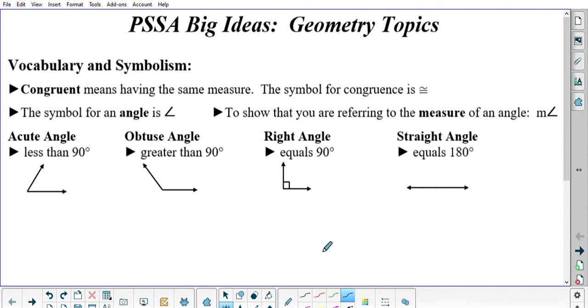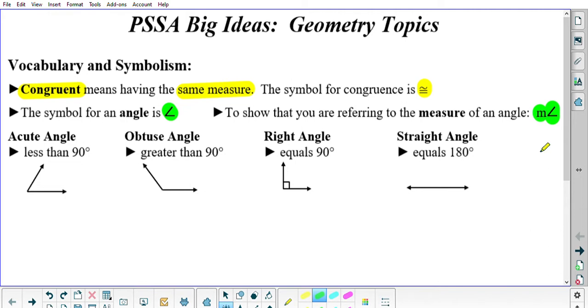Anytime you hear me talk about the word congruent, congruent means having the same measure or equal measure. The symbol for congruence is an equal sign with a little wave on top. The symbol for an angle looks like an angle, which is quite convenient. And if you ever want to talk about the measure of an angle, you will put a little m to the left of the angle symbol, and then to the right of the angle symbol could be whatever the name of the angle is, which could be written with a number.